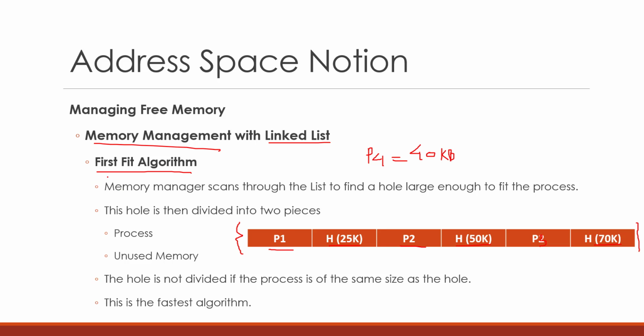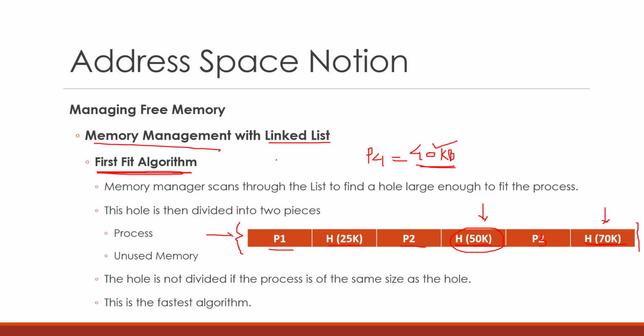The size of this process is 40 KB. What the operating system does, using the first fit algorithm, is this: now you can see that there are two spaces which are greater than or equal to 40K. So this process can fit in this space also, and in this space also. 25 is less than 40, so this process cannot fit here for sure, but it can definitely fit in this space and this space, right? So how does the operating system decide which space to give to this process? Based on the first fit algorithm, it will find the first available big enough space and place this process over here.